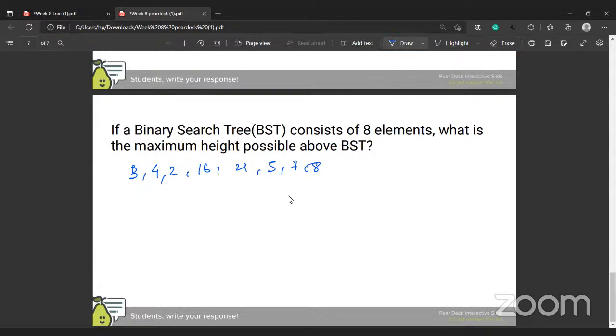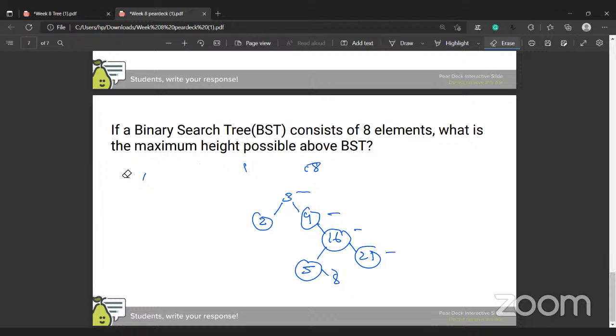So you will get 3, then 4, and 2 is less than 3, 16 is greater, then 21, then 5, then 8, so it will go right. So the height is 0, 1, 2, 3, so the height is 3, right? So if elements are increasing or decreasing, what is the height of the tree?